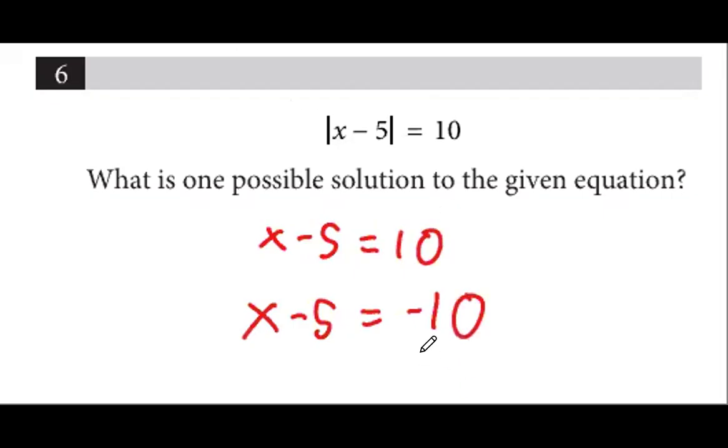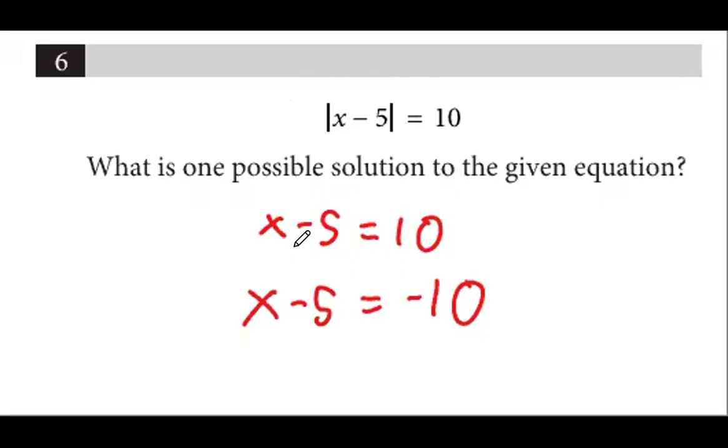Because if you take the absolute value, that means we have to take the positive and negative value of the other side of the equation. So, if we add 5 to both sides, for the first equation, we get 15 equals x, and for the second equation, we get negative 10 plus 5, which is negative 5, is equal to x.